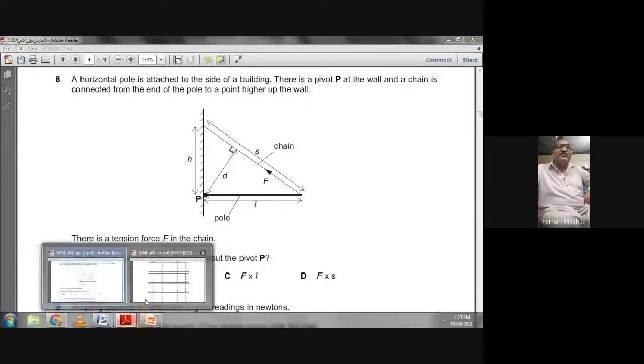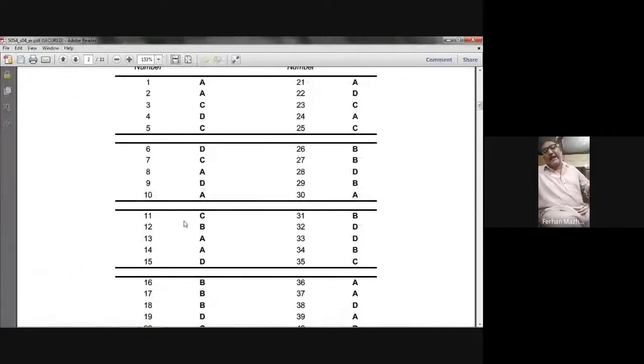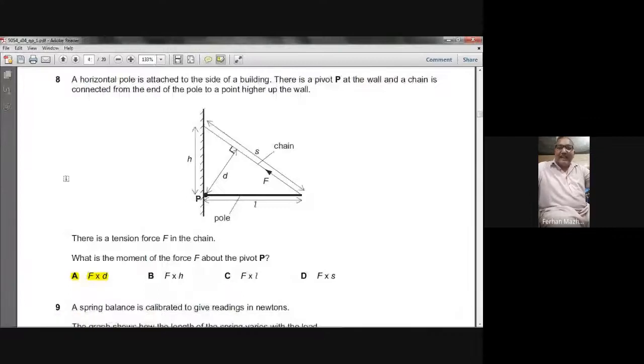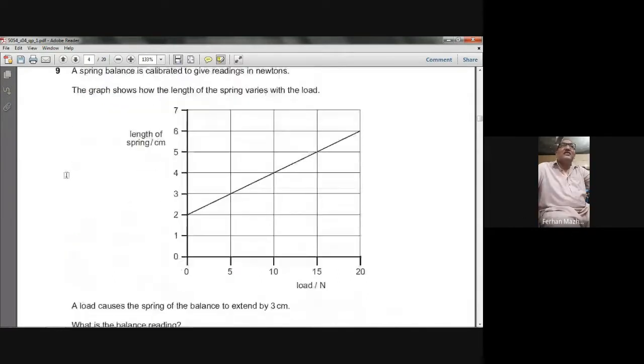Let me check if this is the correct answer. Question number 8, A is the right option. Do you understand this? Yes, sir. Samin understands it. Okay, so here we go to the next question.